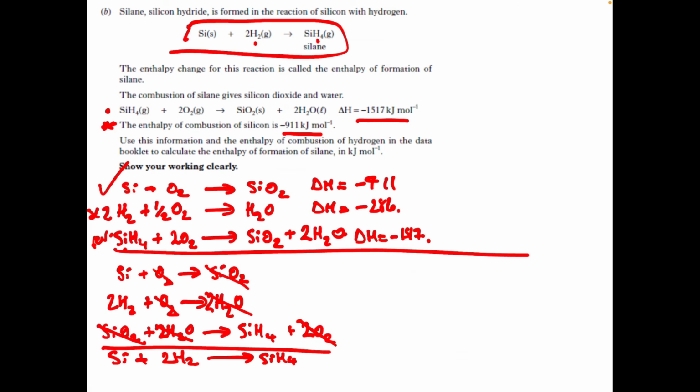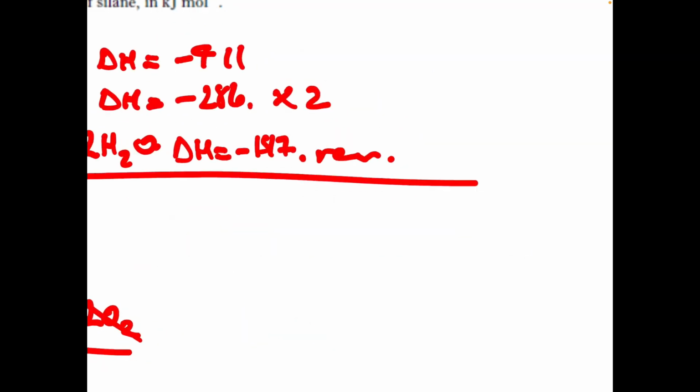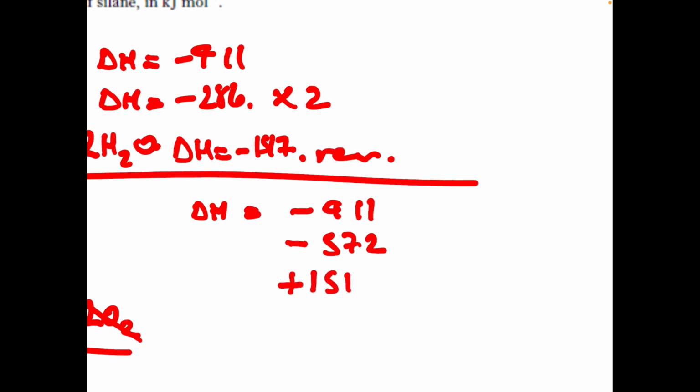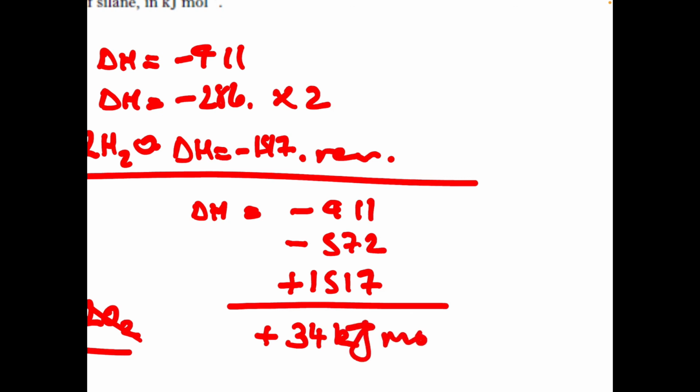What we're going to do is use these to work out our numbers. So our delta H, we're keeping that one the same. We're timesing this one by 2 because we had to times that equation by 2, and we're reversing this one. So let's work out the numbers. So delta H is going to be minus 911, and then 286 times 2 is going to be minus 572, and then this is going to be plus 1517 because we flipped that around, so that gives us our final value of plus 54 kilojoules per mole. And that's how you do that one.